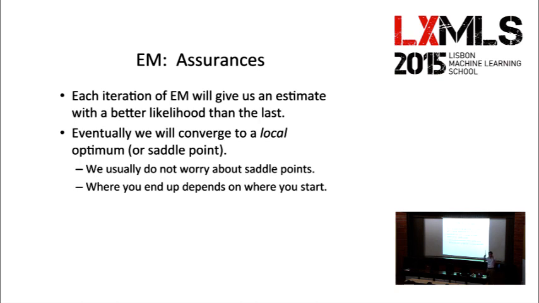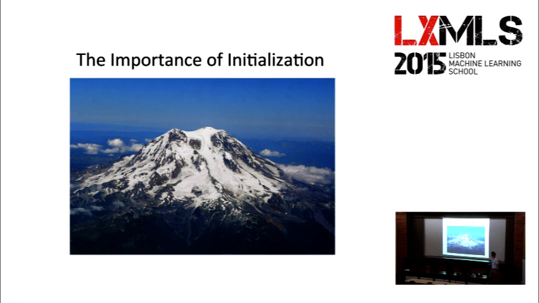So the image that should be emblazoned in your head anytime you think about running the EM algorithm should be Mount Rainier. This is a mountain near Seattle. If you start here, you might end up on this little peak here. If you start here, you might make it up to this one. If you're lucky and you start at a really good place, you might actually get to the top. Where you end up depends on where you start. This is why I suggest, if you don't know anything, to do random initialization. Restart the algorithm many times and take the one that gives you the highest likelihood.